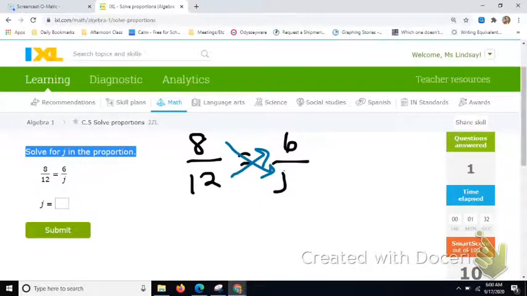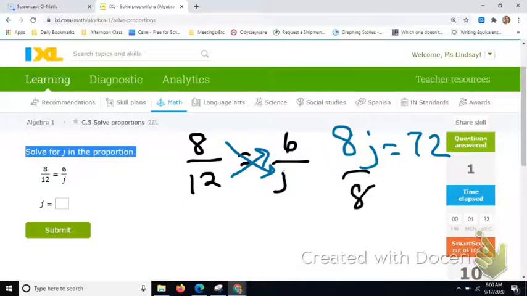So if I crisscross, this would give me 8j is equal to 6 times 12. And then I solve that one-step equation. So j is equal to 9. And if I look at those two fractions, 8 over 12 or 6 over 9 would both reduce to be 2/3.